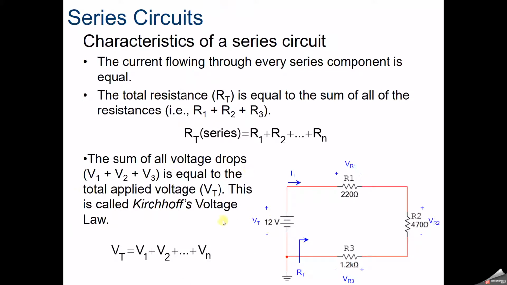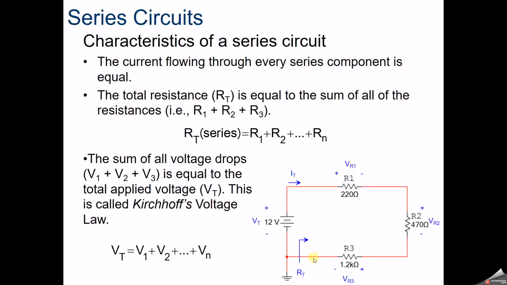There's a lot going on in this screen, but there are a couple of things you should be able to take out of it. One, you should be able to look at it and say, that's a series circuit. With that, you should then know, using your formula sheet, that the total resistance equals the sum of all the resistors, so 220, 470, 1.2 thousand, and that the total voltage of 12 is equal to the voltage here plus the voltage there plus the voltage there.